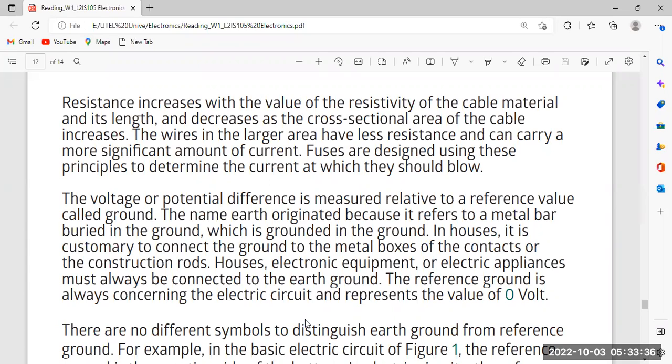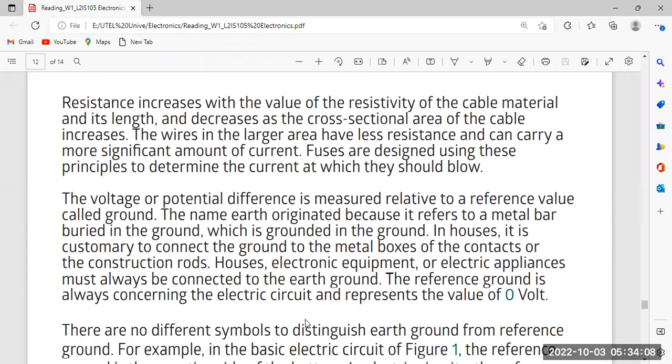The voltage, as we have discussed earlier in the classes as well, or potential difference, is measured relative to a reference value called the ground. The name earth originated because it refers to a metal bar buried in the ground. In houses, it is customary to connect the ground to the metal boxes of the contacts or the construction rods. Houses, electronic components, or electric appliances must always be connected to the earth ground.